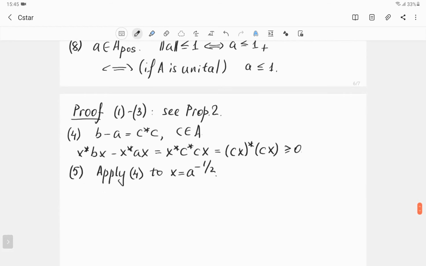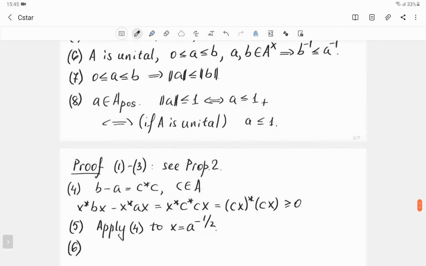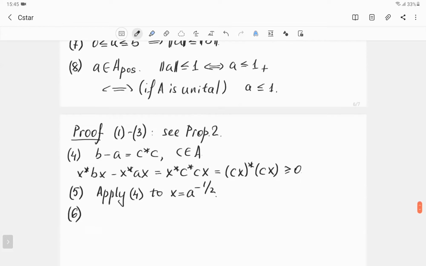Okay, now property 6. Well, a and b are positive and invertible. We want to show that if a is less than or equal to b, then b inverse is less than or equal to a inverse. Well, let's multiply both parts by a to the power minus 1/2. So we see that 1 is less than or equal to a to the power minus 1/2, b, a to the power minus 1/2. So here we used property 4.